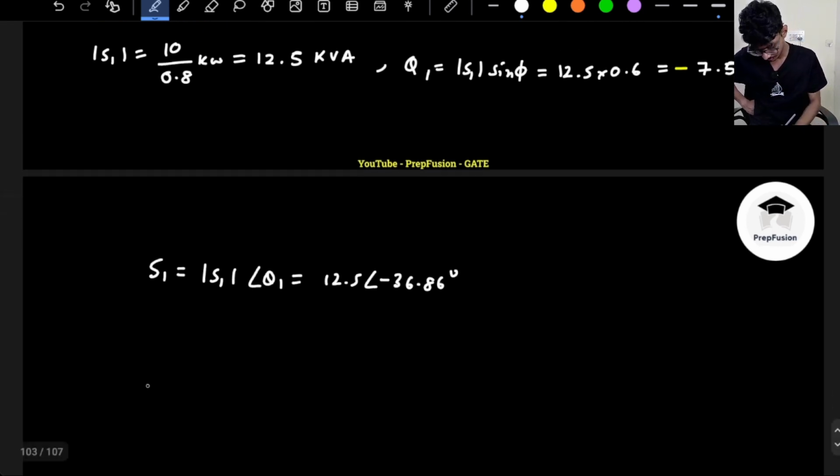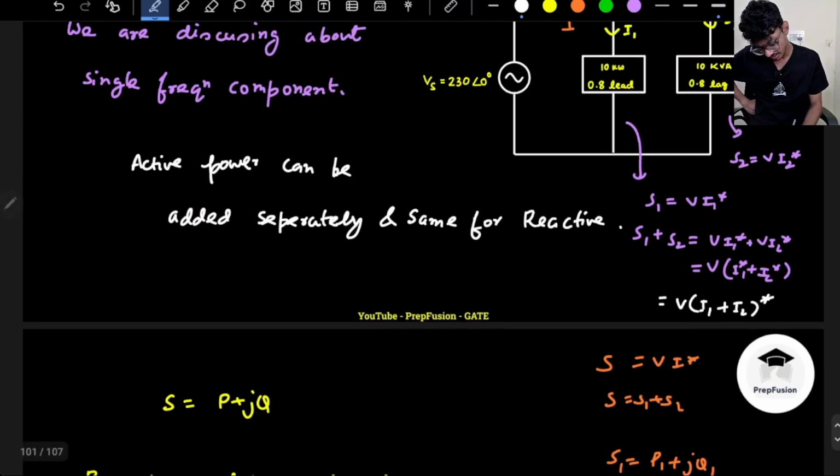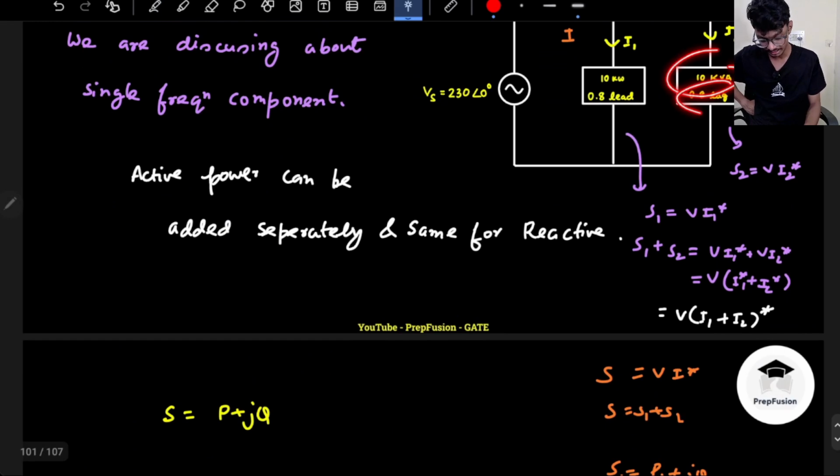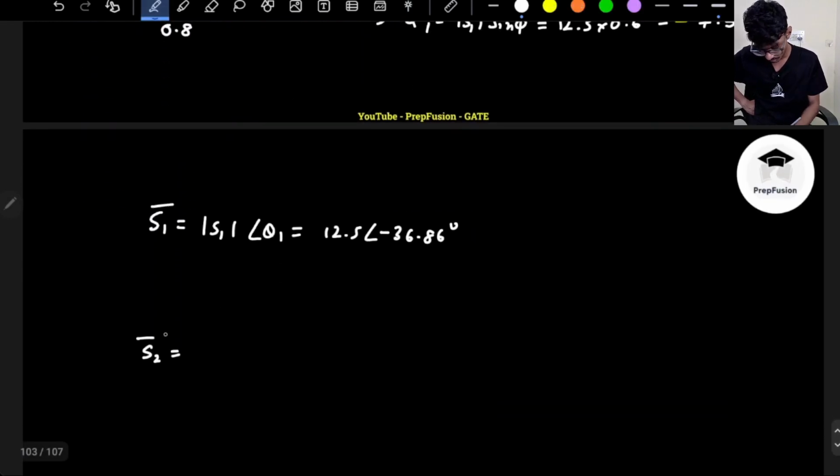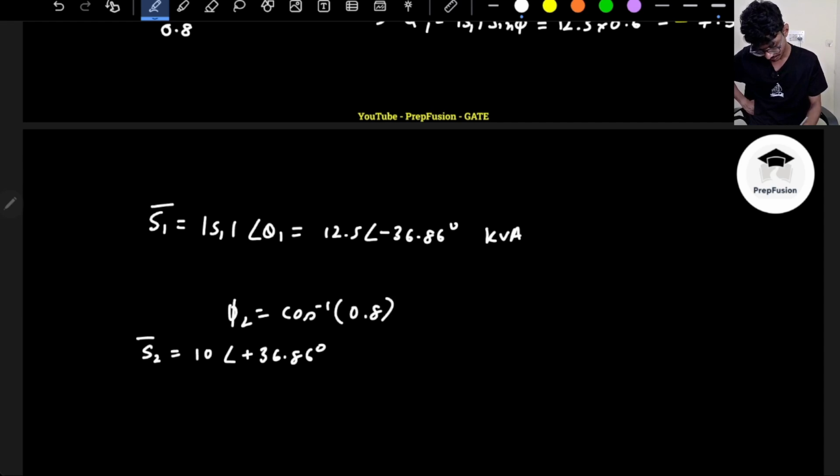What about S2? All these are phasor quantities. Now S2, they have already given me that it is 10 kVA and 0.8 lag. So the magnitude of S2 will be 10 kVA. 0.8 lag means this will be plus 36.86. What is my phi 2? It is cos inverse 0.8. As it is lag, that's why it will be positive.